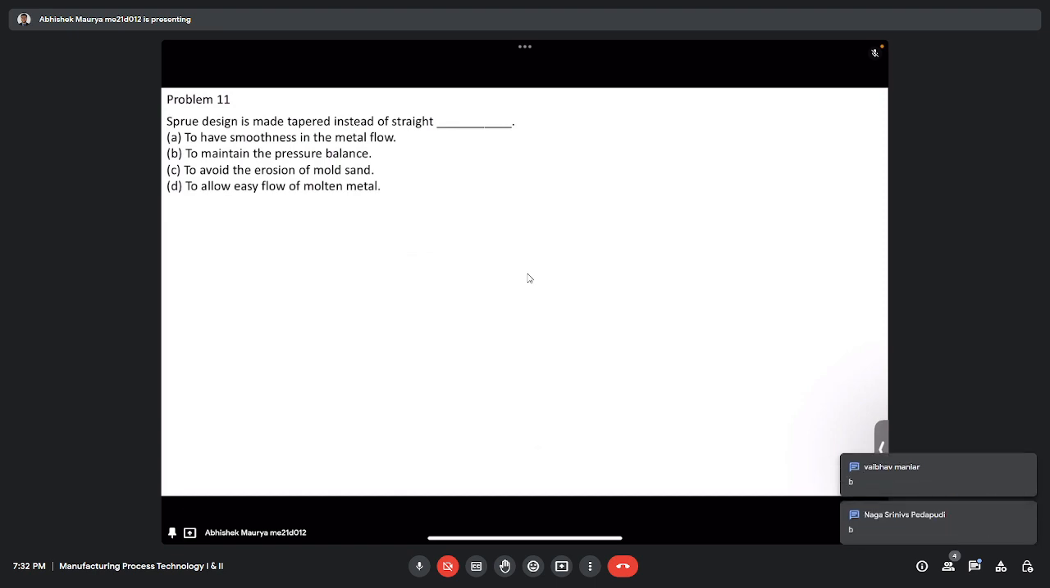Yes, Vaibhav, you are correct. Yes, both of you have got the correct answer. So I will quickly discuss it. The sprue is designed tapered instead of straight. Yes, it is a similar thing which we have discussed just a few minutes ago. So again, I will draw the schematic.